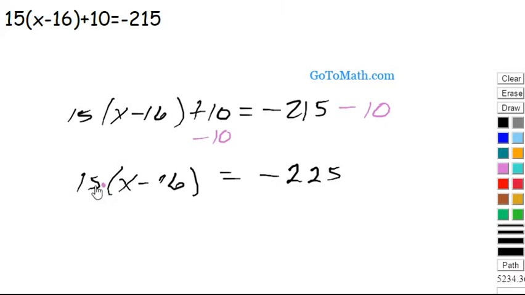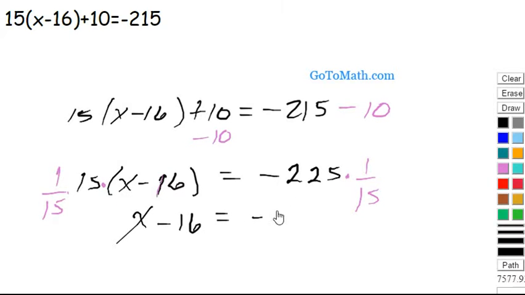You could distribute the 15 across if you wanted, but then that's just a bunch of extra steps. So let's just go ahead and multiply both sides by its reciprocal, 1 over 15. Okay, so 1 over 15 times 15 is just 1, but we don't have to write the 1 there. And then we don't have to rewrite these parentheses. We're going to go ahead and drop them. So we have x minus 16 is equal to negative 220.